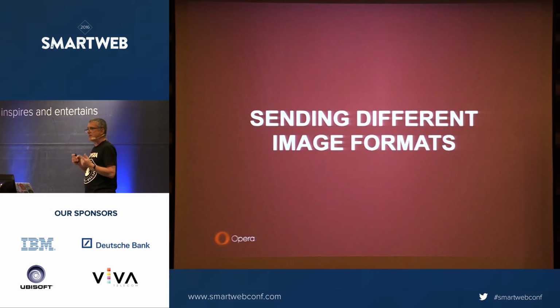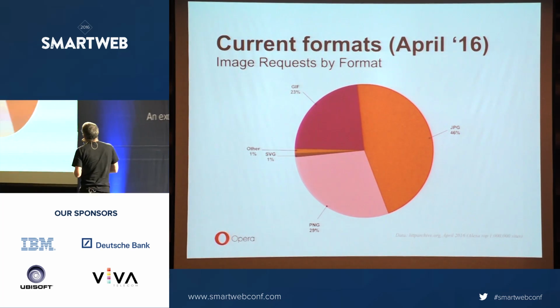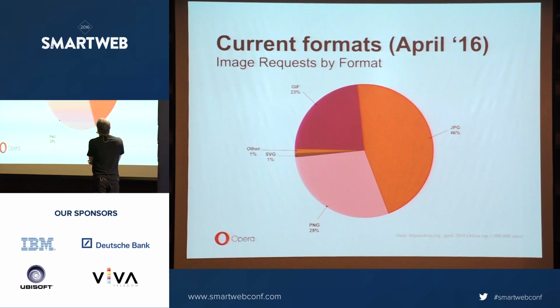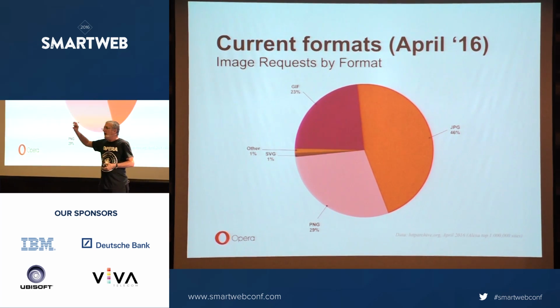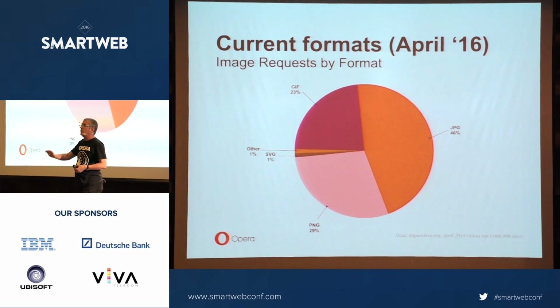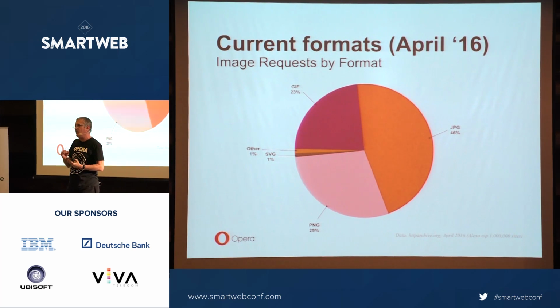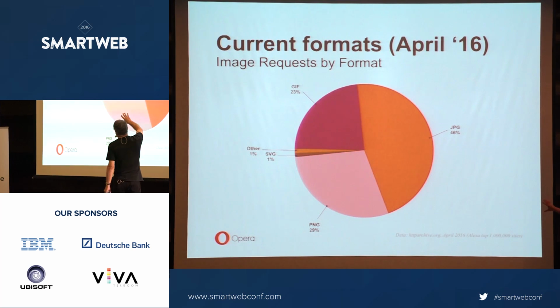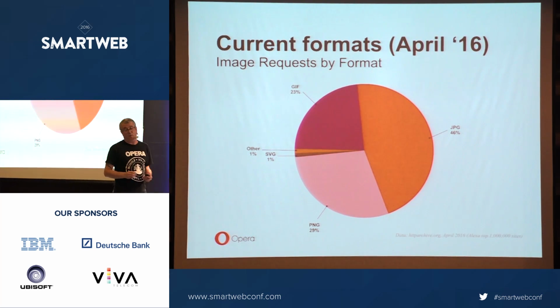This is my favorite one, sending images of different formats. As of April, these are the formats on the web. 46% are JPEG, 23% are GIF, 29% are PNG. JPEG and GIF are old formats, and they're not terribly good. That is, they don't compress particularly well. But the reason, of course, that only these three formats are common is because you can only rely on all browsers understanding those formats. But there are newer and better formats available.